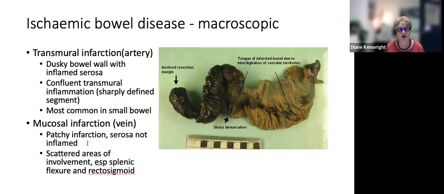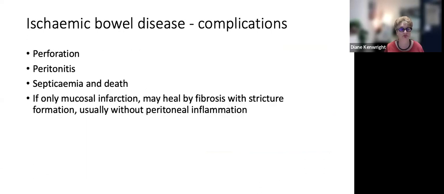Venous obstruction can occur in several areas. Mucosal infarction due to hypoperfusion occurs especially at the splenic flexure and also the other flexures where there is relatively low perfusion of the bowel. What are the complications? Perforation is particularly important with the arterial occlusion and peritonitis. And if there is arterial occlusion, this can lead to septicemia and death. If it's only mucosal infarction, it can heal by fibrosis.